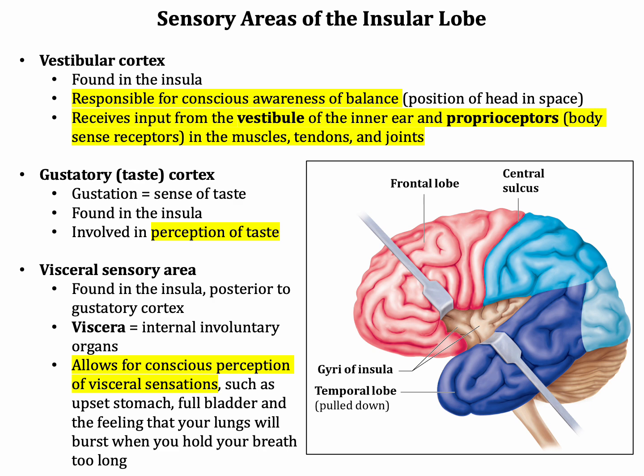The gustatory or taste cortex, gustation refers to a sense of taste, is also found in the insula, as well as the visceral sensory area. Visceral organs are our internal organs, like our stomach, our intestines, our heart, our liver, all of that stuff. This allows for conscious perception of sensations coming from those organs. Hunger, fullness, a full bladder, right? When we need to go pee, your lungs burning from exercise, so on and so forth.